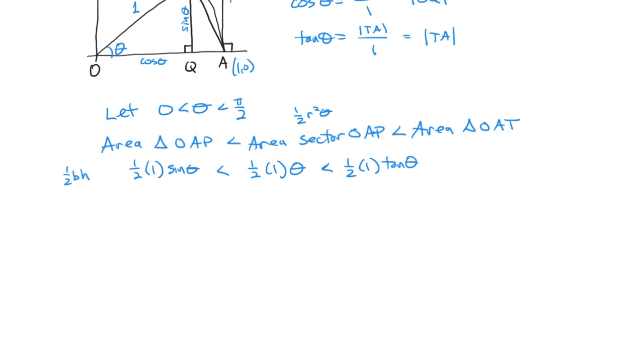Okay, so we've got this. And so basically what we've got is 1/2 sine of theta is less than 1/2 theta, which is less than 1/2 tangent theta. Okay, now I know you don't really know why we're doing this yet. It's not really an easy one to figure out, but if you just follow through here, you'll see that we're going to head to where we need to be. Okay, just gotta trust me on this one.